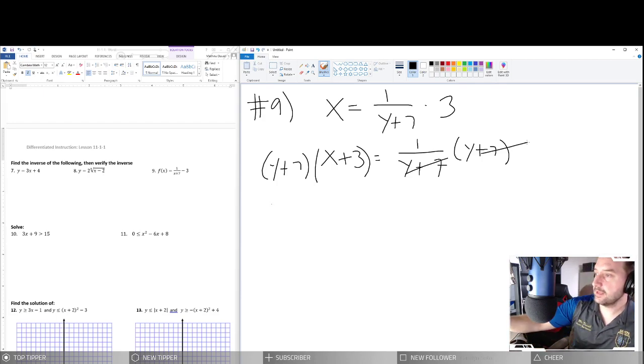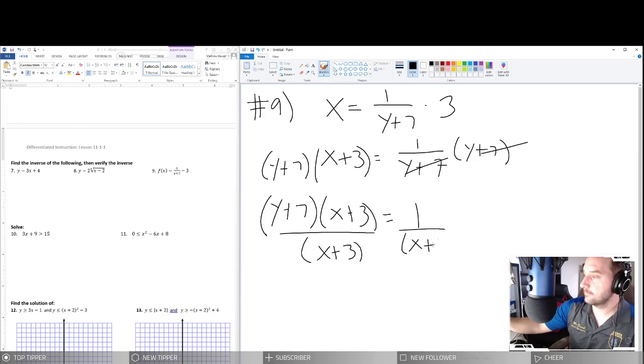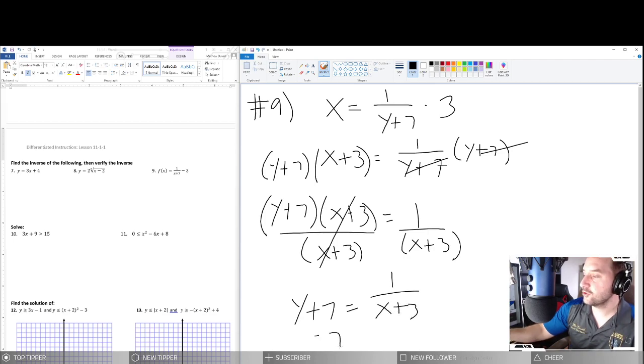And then now I get y plus 7 times x plus 3. That's going to equal 1. So now to get y by itself, I need to divide by the x plus 3. So I get y plus 7 equals 1 over x plus 3. Subtract 7 on both sides. And so you get y equals 1 over x plus 3 minus 7.